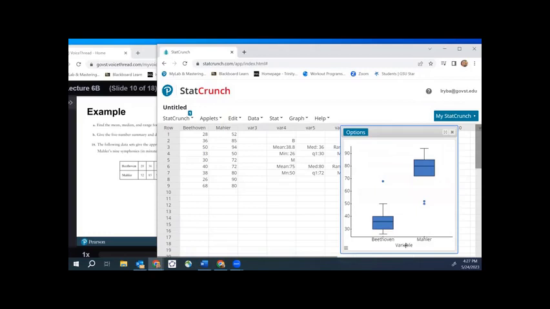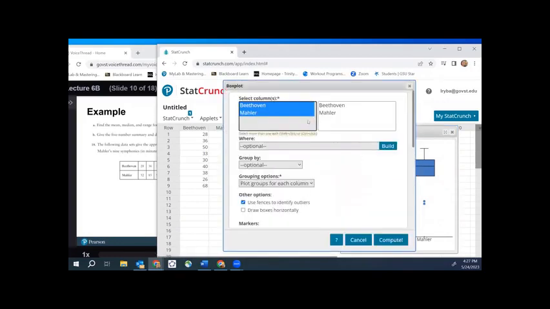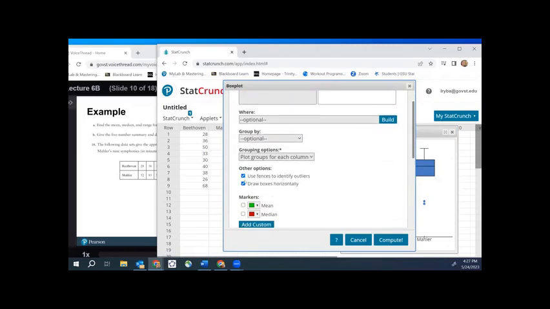Now, one thing I forgot to tell you here, that Statcrunch is always going to default to what is called the vertical version. If you want to make it horizontal, I'm going to do horizontal here. And I'm going to turn this part off just for right now so that we can see the entire box.